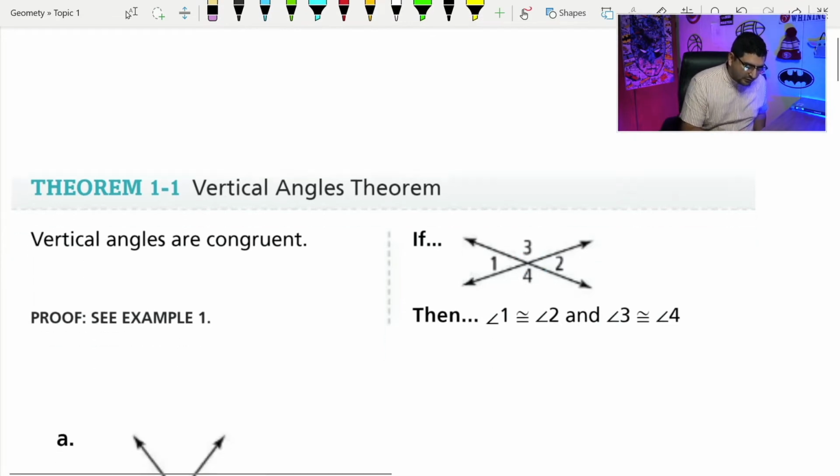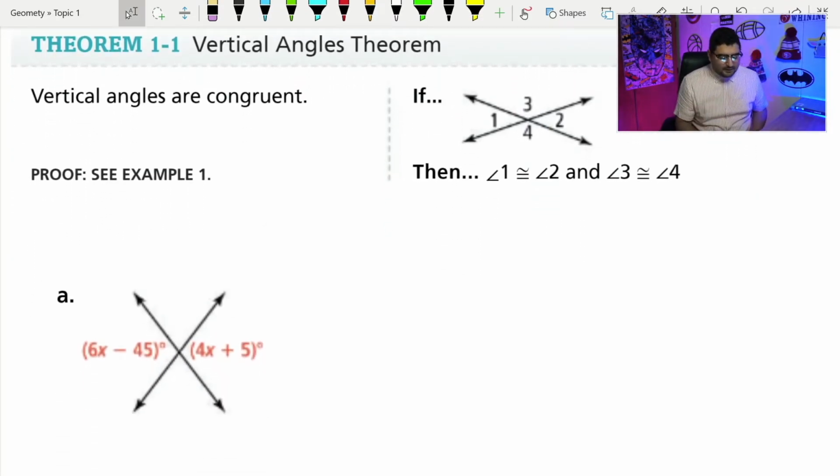We can also use it to solve some problems like this one, where I have two algebraic expressions on a figure, and basically I can use the vertical angles theorem. The vertical angles theorem tells me that these two angles are going to be congruent, which means they're equal, and these two are also equal. So I can use that to help me find the value of x in this problem.